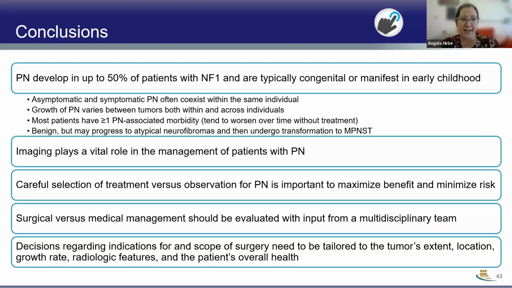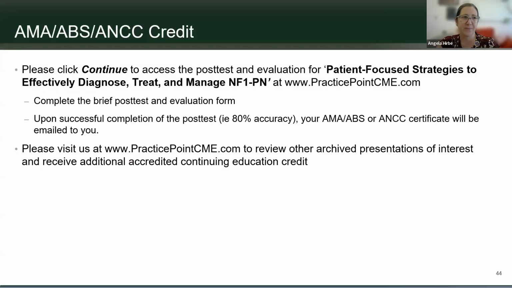And decisions regarding indications for and scope of surgery really need to be tailored to the tumor's extent, the location, the growth rate, the radiographic features, and the patient's overall health.